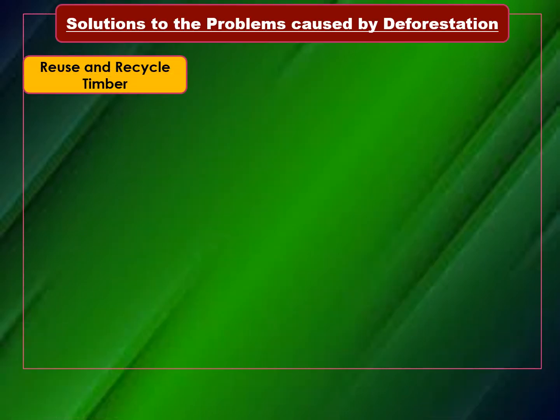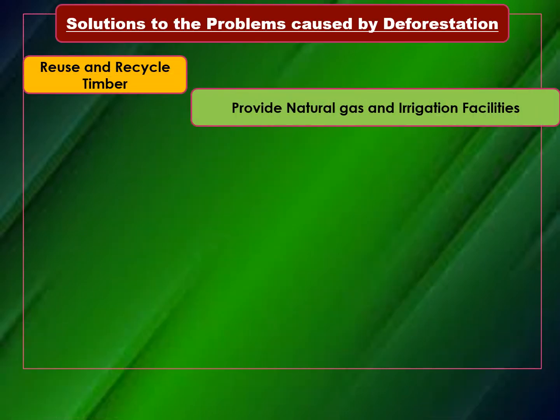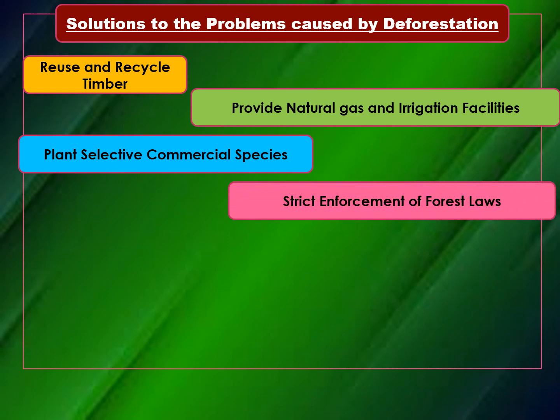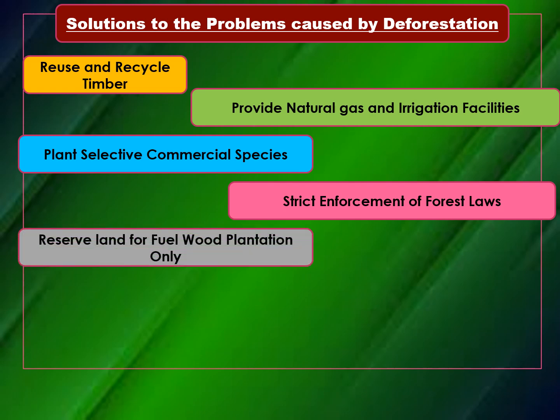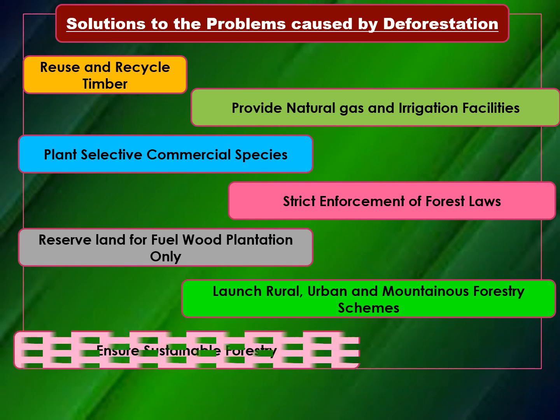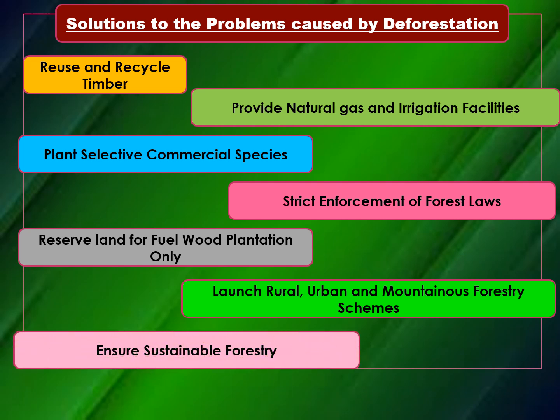Then what are the solutions to the problems caused by deforestation? Afforestation. So the solutions are reuse and recycle. Timber provides natural gas and irrigation facilities to the areas. Plant selective commercial species. Strict enforcement of forest laws should be there.